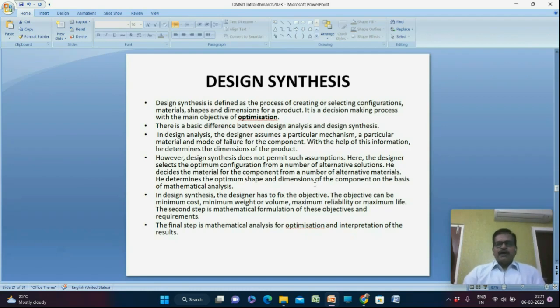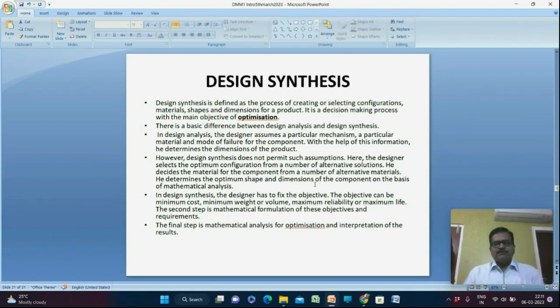It is defined as the process of creating or selecting configurations, materials, shapes, and dimensions for a product. It is a decision making process with the main objective of optimization.